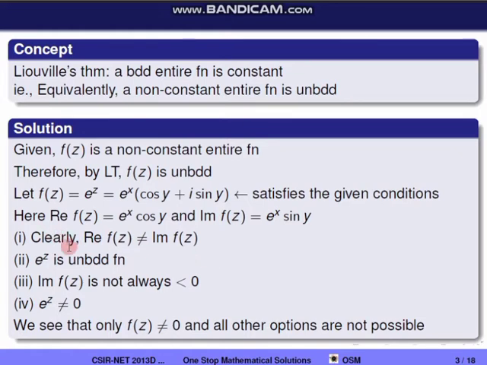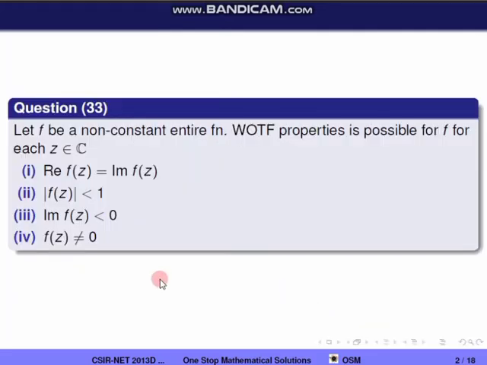Therefore, clearly we get that the real part of f of z is not equal to the imaginary part of f of z for each z. And e power z is an unbounded function. And the imaginary part of f of z is not always less than 0. And e power z is not equal to 0 always. We see that only f of z not equal to 0 is possible and all other options are not possible. So we'll check the correct option. So the correct option is the fourth one.